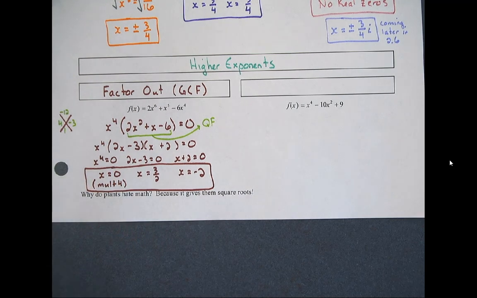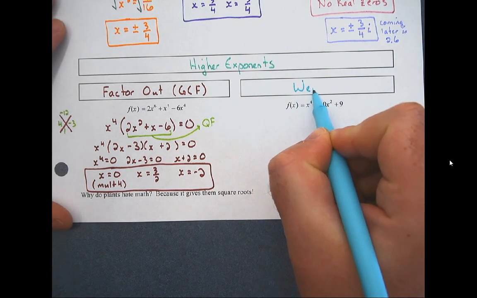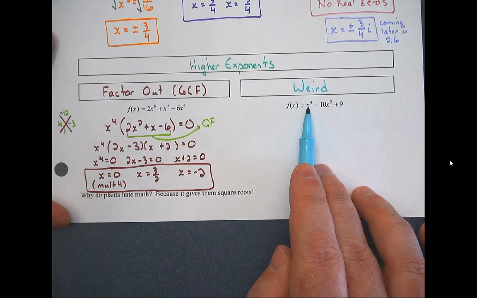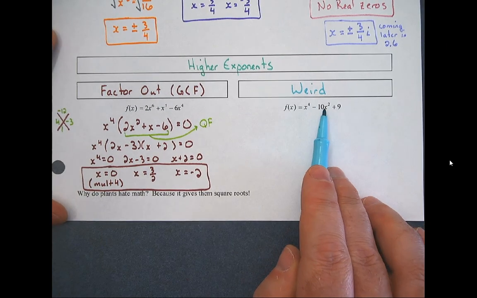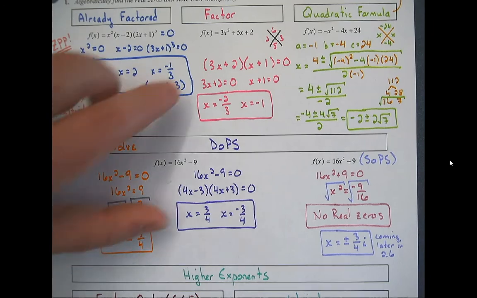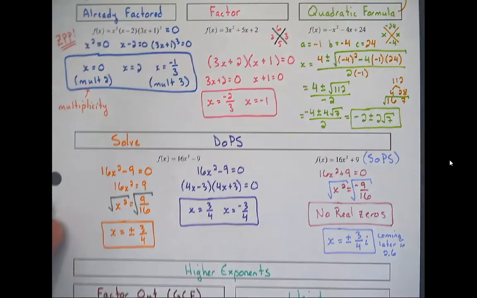And then the last style, I don't have a better name for this. This is the only one, this is just weird to me. It's just weird. Now, a dead giveaway for a weird is when you have this situation where this is an x to the 4 and this is an x to the 2. So we're going to factor it just like we factored this, where this is an x to the second and an x to the first.